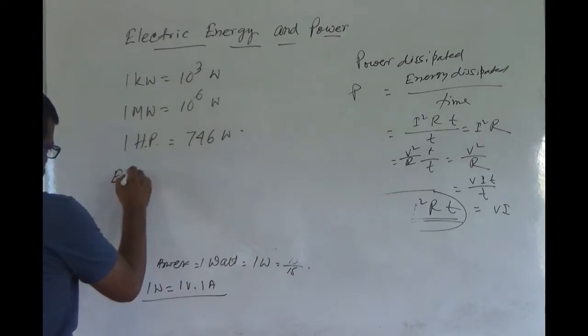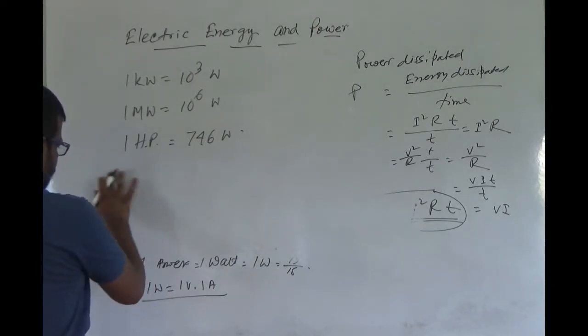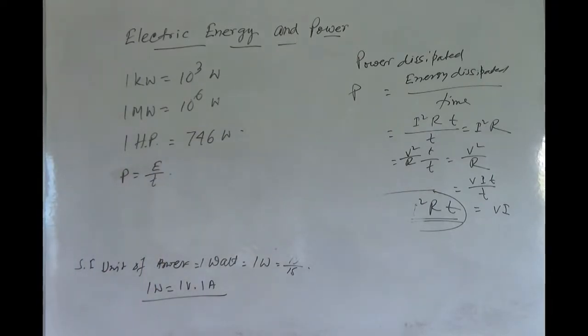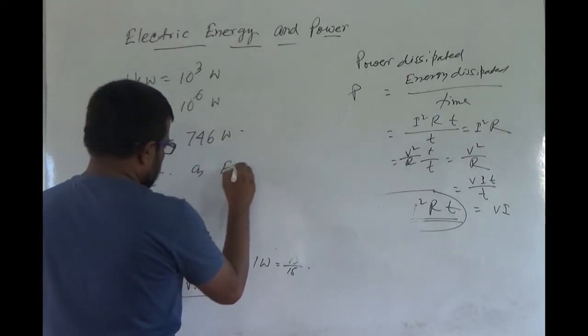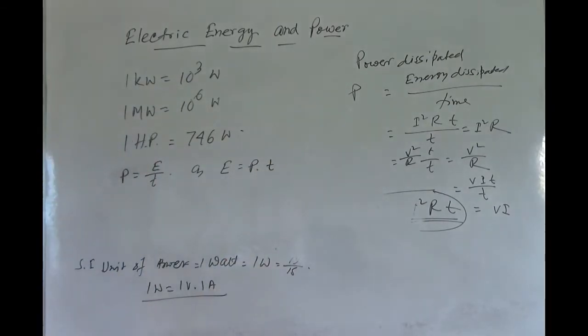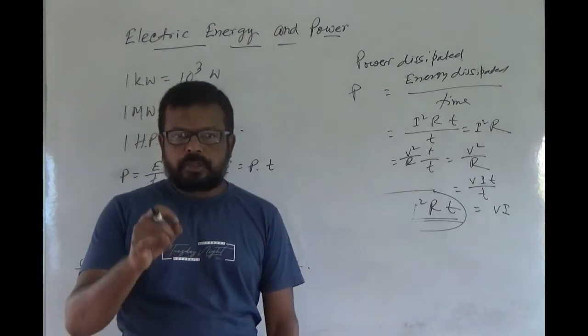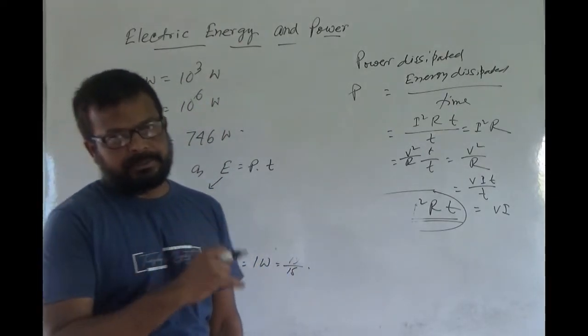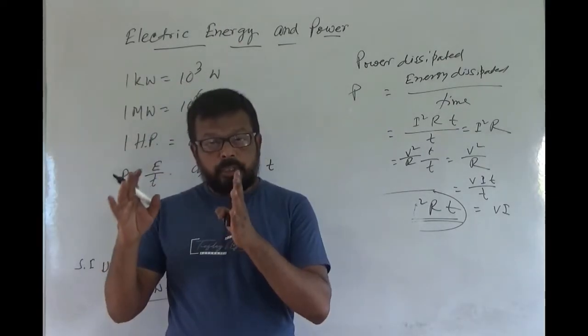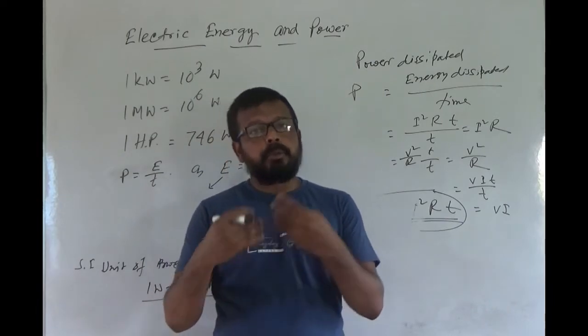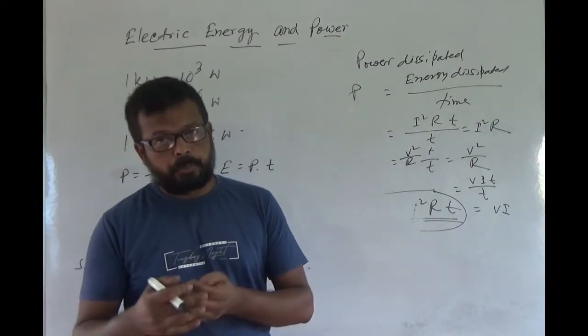Now you see, we have said that power is the energy dissipated per unit time, that is P is equal to E by T, or you can write E equals P into T. From here we use some units of energy dissipated, or we use the electric energy, right? And for that you have to pay.